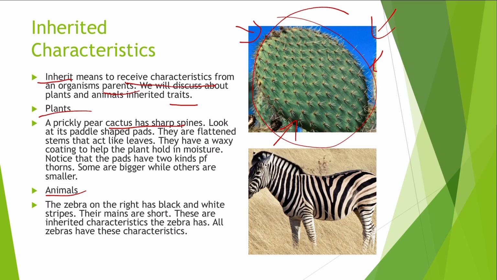Now let's go to animals. Well, this zebra on the right has black and white stripes. Their manes are short, they have 4 legs. I'm explaining its characteristics again. Inherited characteristics. Where are they? Well, inherited characteristics are what the zebra gets from its parents. You can know this as traits. I'm going to call it traits for now. And all zebras share these characteristics.